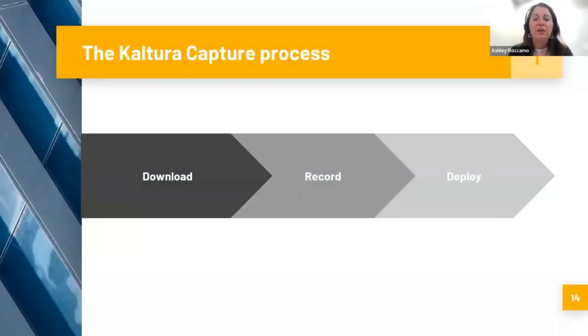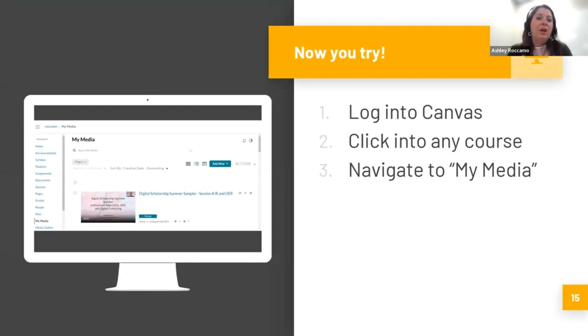All right, so we are going to take a look at Kaltura in Canvas. The essential process of creating a video with Kaltura is, first, we're going to download the software if you don't have it already. We are going to record our videos, and then we're going to deploy the videos. The deploying part is basically putting them somewhere in Canvas where your students can see them. If you would like to follow along as I do the demo portion, we have some instructions here.